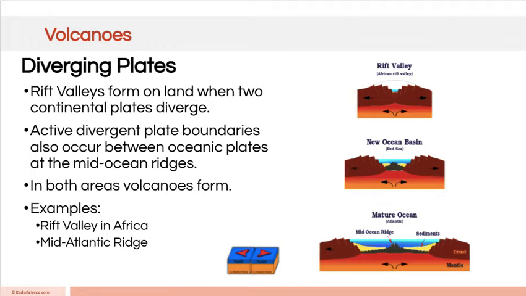Diverge. Remember, diverge is when two plates are pulling apart. Divergent plates create rift valleys, and these form on land when two continental plates are pulling apart. Active divergent boundaries also occur between oceanic plates at the mid-ocean ridges. So when two oceanic plates pull apart, it makes a divergent plate boundary. Both of these areas cause volcanoes to form. Examples are the Rift Valley in Africa and the Mid-Atlantic Ridge.